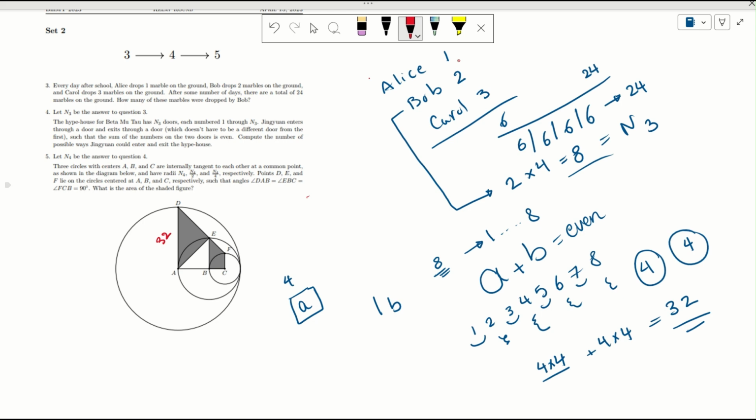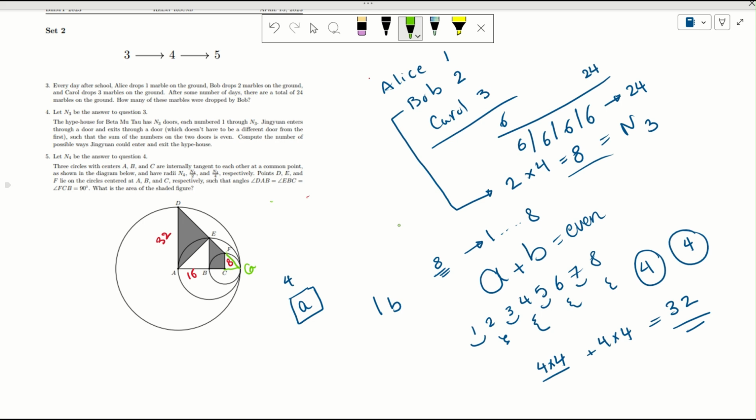And then the radius of the medium-sized circle is going to be N4 over 2 or 16. So this value is going to be 16, and then the radius of the smaller circle is going to be 8. Now we want to find the shaded area. To find the shaded area, I'm going to find the area of the big triangle you see here. Let's assume that this is G, and then it's going to be ADG.